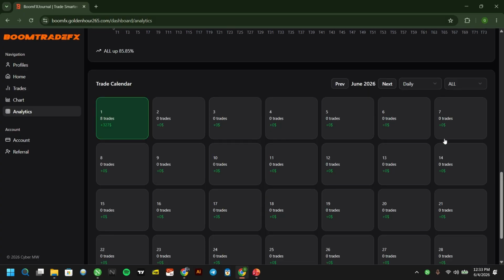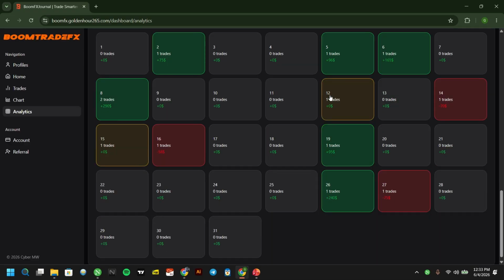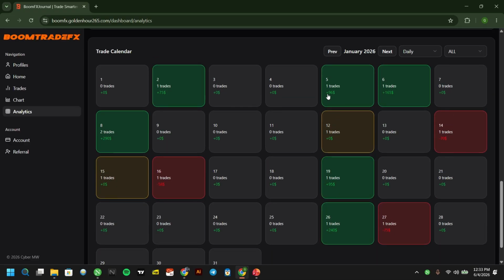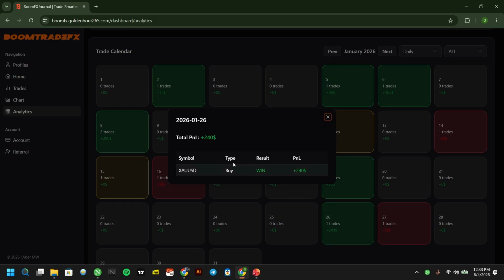So in the trade calendar, we are able to see the amount we made on particular days and the number of trades we entered on those specific days. For example, let's go down to January, because this is where everything started. We are able to see the total number of trades that we entered in January. For example, on 26th January, we entered one trade and we were in profit with 250. If you click on the day, you'll be able to see the particular trades on that day. And if you click on the trade, you'll be able to see full details of the trade.